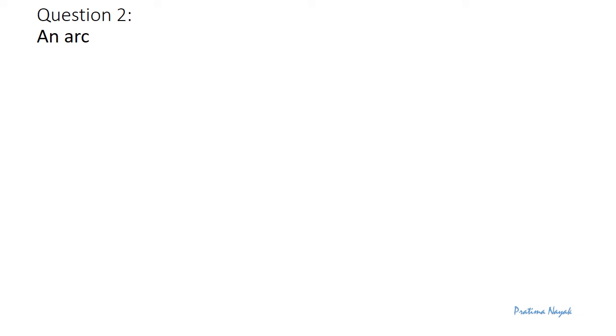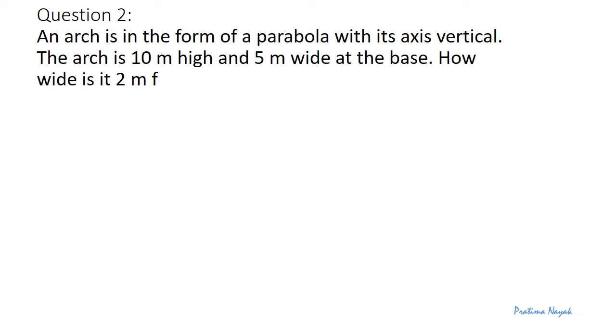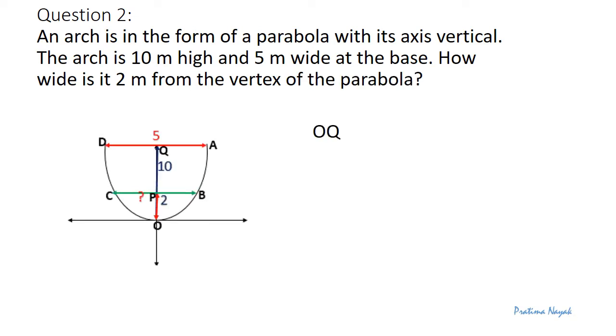Question 2. An arch is in the form of a parabola with its axis vertical. The arch is 10 meter high and 5 meter wide at the base. How wide is it 2 meter from the vertex of the parabola? Now the figure is drawn. From the figure, OQ, the height of the arch, is 10 meter and the width is 5 meter. OP is the height from the vertex, 2 meter, and we are asked to find BC.